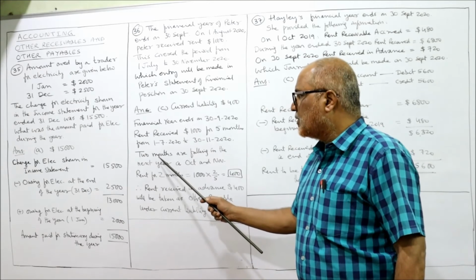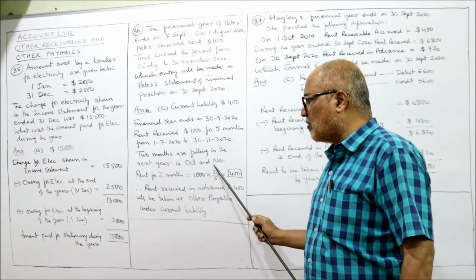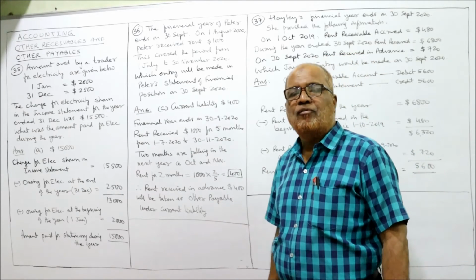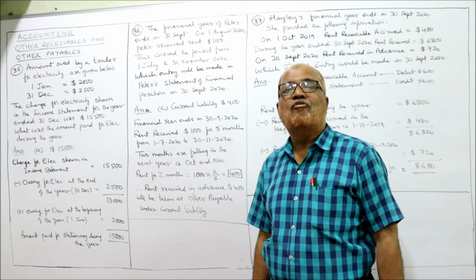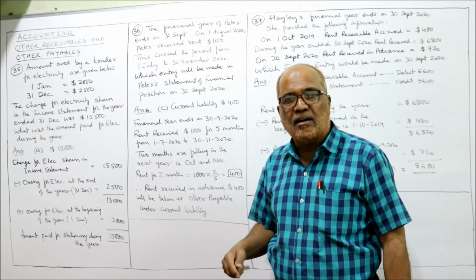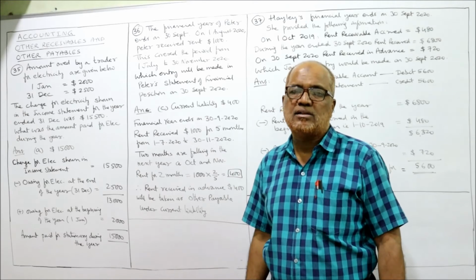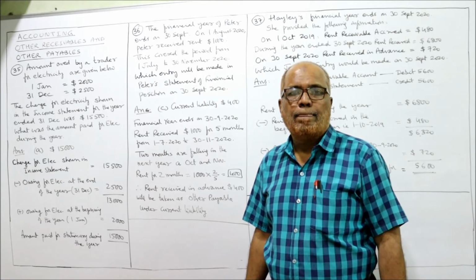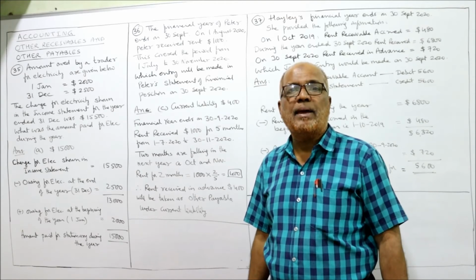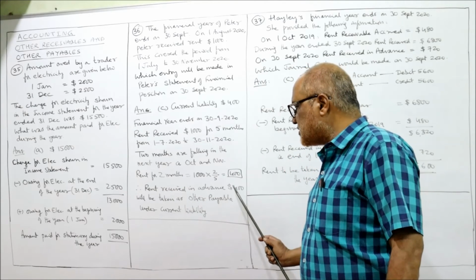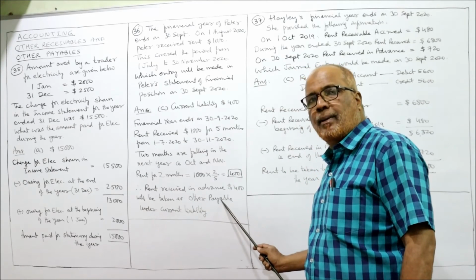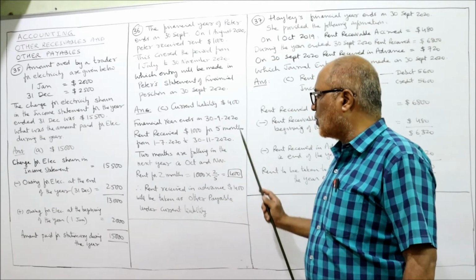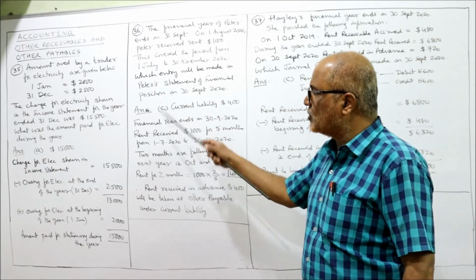So how much is 2 months rent? 2 months are falling in the next year, that is October and November. Rent for 2 months, 1000 into 2 by 5, comes to 400. The first point we got is $400 is the rent received in advance, right? When the rent is received in advance, it's a liability because we have received in advance, other payable. So rent received in advance, $400, will be taken as other payable under current liability. So the ultimate answer is current liability $400. That is the explanation about this problem.